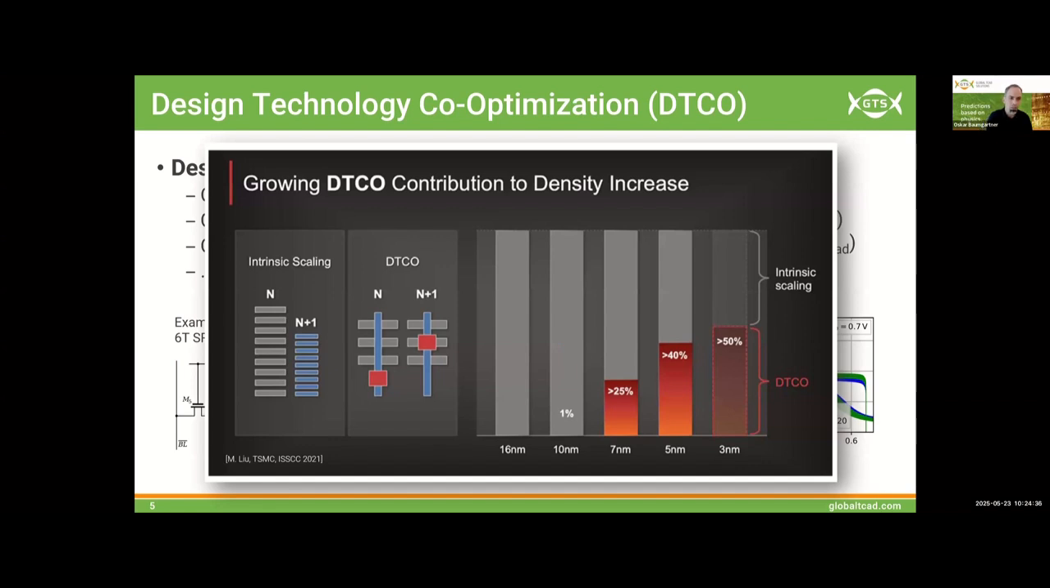And increasingly, DTCO, this is a slide from TSMC 3-4 years ago, has been contributing to driving and continuously giving us scaling options that go beyond the intrinsic device performance. So just scaling down the core transistor is not cutting it anymore. And DTCO has been one of the drivers helping moving forward there.